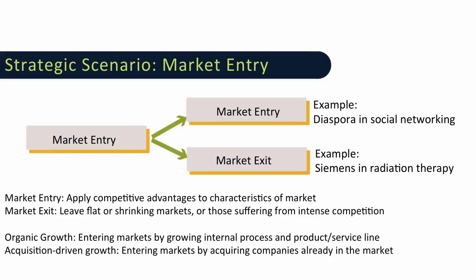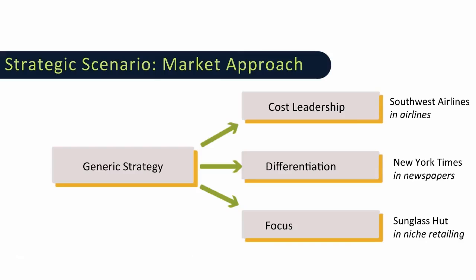from Varian Medical. Companies entering markets can enter by growing capabilities in-house, called organic growth, or by acquiring another organization who already has those capabilities, called acquisition-driven growth. Having decided to enter a market, companies must now decide how they wish to engage with the market. According to professor and author Michael Porter, they face 3 distinct choices: cost leadership, differentiation, and focus.